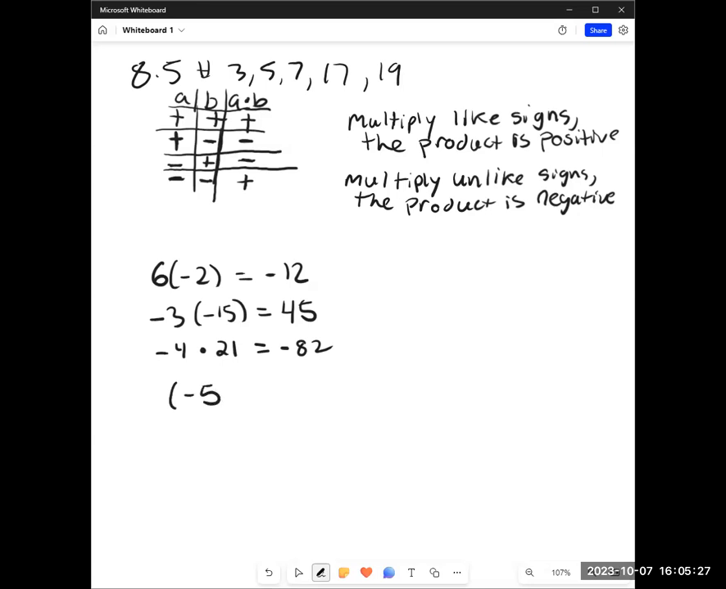So negative 5, in parentheses, to the 4th power. Remember, that's the same thing as negative 5 times negative 5 times negative 5 times negative 5. So a negative times a negative is a positive, times a negative is a negative, times a negative is a positive. So if there's an even number of negative signs, it's going to be positive. This is the same thing as a positive 5 to the 4th, which is the same as 25 times 25, which is 625.